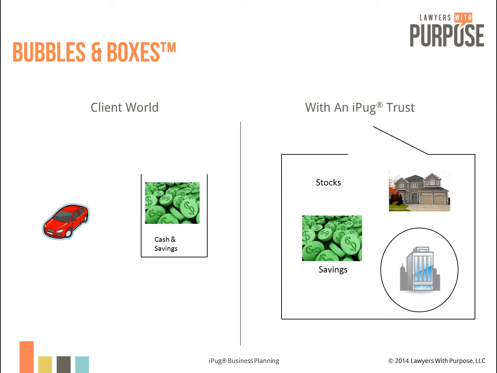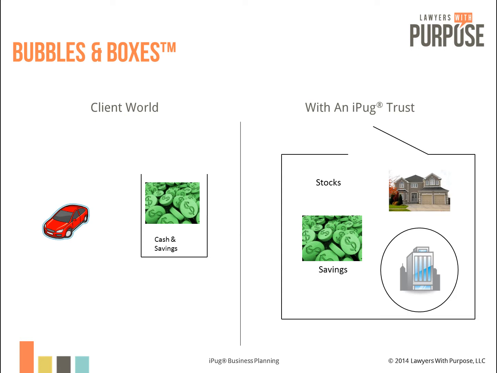Now, the only thing at risk to the liabilities of the grantor is the maximum amount of income that could be distributed out from the IPUG to the client. Now, while we're talking about income, there are two ways income could come out of this IPUG trust. First, we have interest or dividends from the savings and stock. The other is from the business.